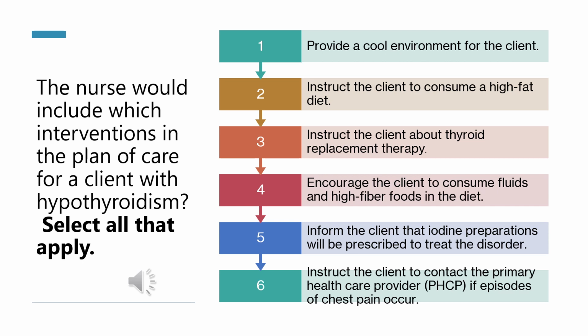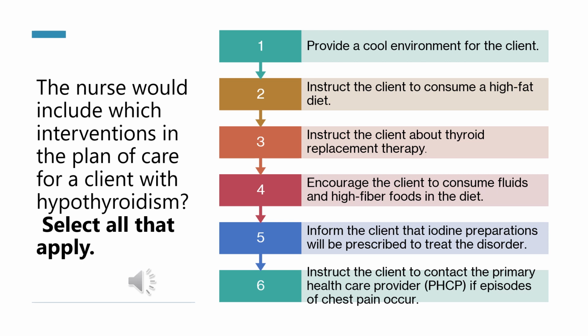Instruct the client about thyroid replacement therapy. So remember, use your prefixes and suffixes when you're trying to determine what different words indicate. Remember, if it says hypo in front of it, then that means less than, under. So hypothyroidism, not enough of the thyroid hormone. So therefore, we need to replace the thyroid hormone. So yes, we will need to instruct the client about a thyroid replacement therapy. So typically, it's going to be your Synthroid, also called your levothyroxine.